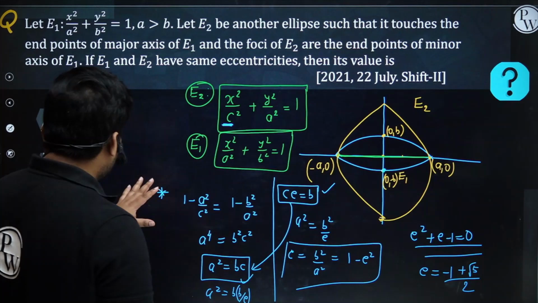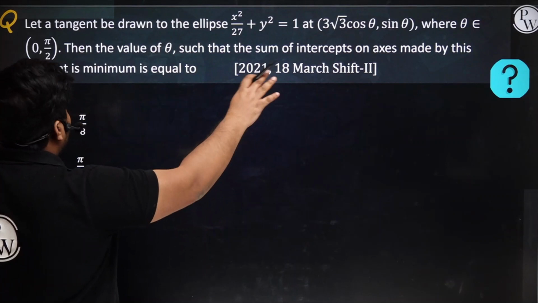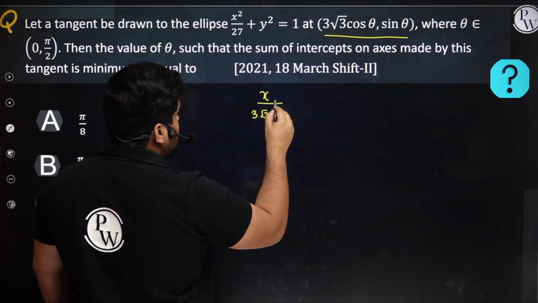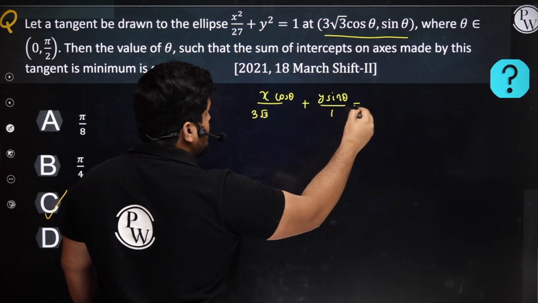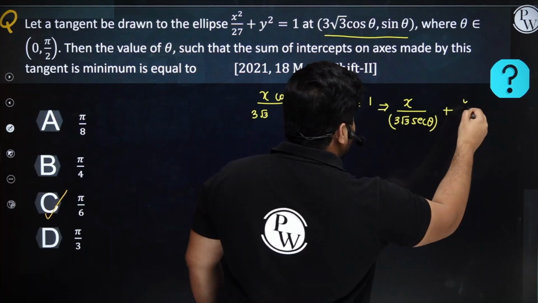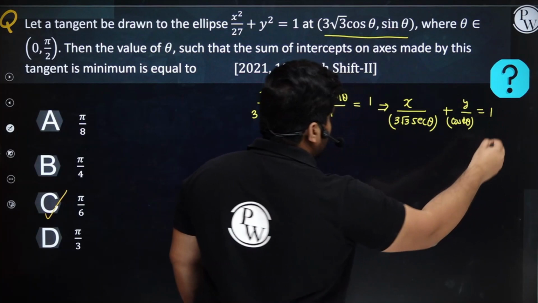So the tangent to the ellipse is given at this point. Value theta, sum of intercepts on axis is minimum. So this is parametric point for this ellipse. So basically we have this tangent x upon 3 root 3. This will be cos theta plus y sine theta divided by 1 equal to 1. This is the tangent. So we can rewrite this in this form, intercept form. X upon 3 root 3 sec theta plus y upon 1 by cosec theta equal to 1, right?